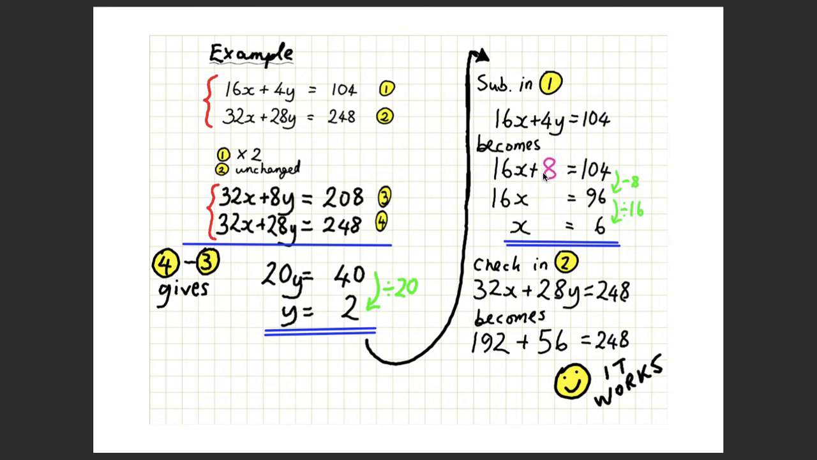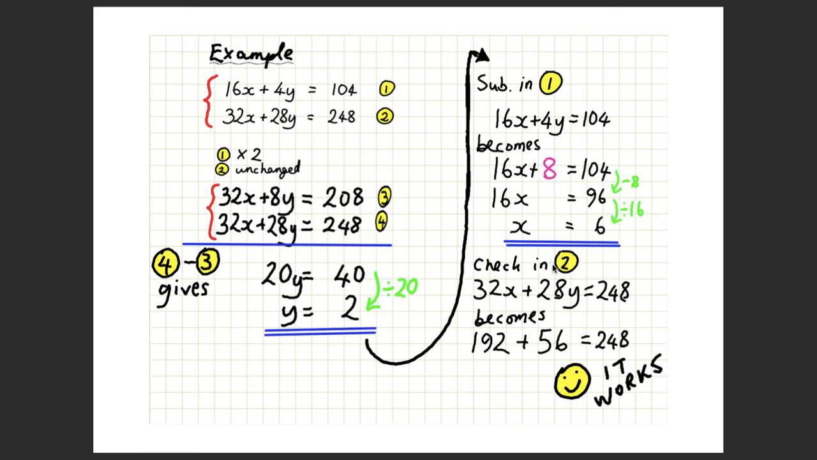And now that I've just got a single equation with x in, I can manipulate that to figure out what x is. So taking away 8 from both sides, 16x is 96. Dividing everything by 16, a single x is 6. So I figured out that the other solution is that x equals 6. So the simultaneous solution is that x equals 6 and y equals 2.